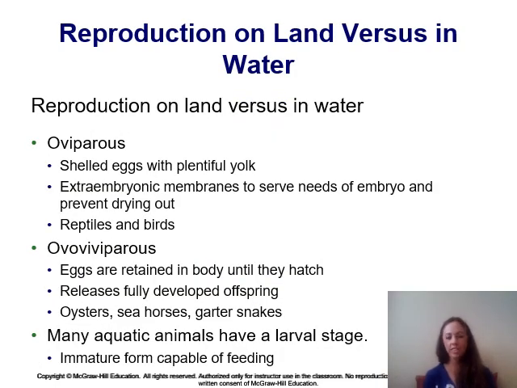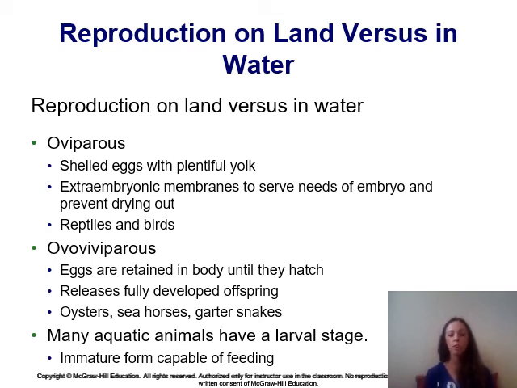So after fertilization and the baby is fully developed, there are a couple of different ways for the baby to come out in the world. It could be hatched from an egg, or the egg could hatch inside the mother, or the mother could give live birth. Oviparous animals will lay shelled eggs, and some animals that will do this are birds, fish, and reptiles. In shelled eggs, there are extra embryonic membranes to serve the needs of the embryo and prevent drying out.